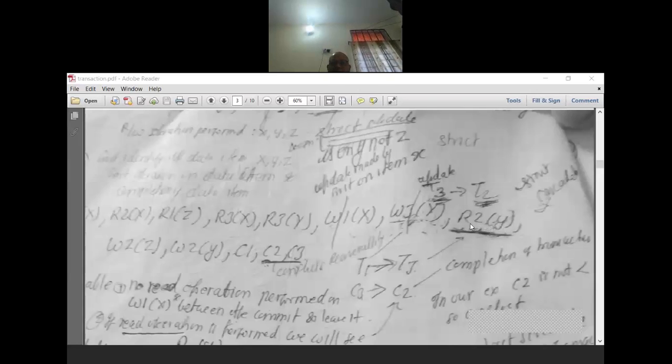Yes, read is performed on data item Y. Write is performed, no, that is on Z. Write is performed on data item Y. That means if a read is performed on the same data item in between the first update and the completion of the transaction, then which type of schedule may it be, recoverable or non-recoverable? So it might be recoverable or non-recoverable.